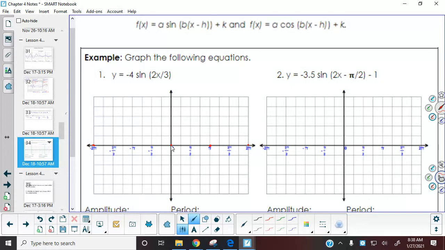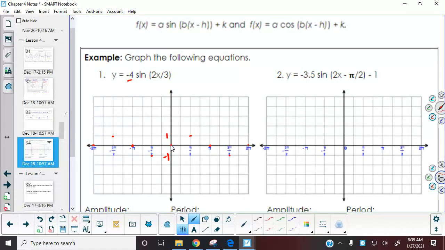And then I'm going to leave my y-axis as units of 1 because I'm going to be stretching it by 4. I'm going to look ahead a little bit. So I'm going to go up 1, down 1, and then same thing over here. Halfway is where that x-intercept is, and then up 1, down 1. That's my parent function.